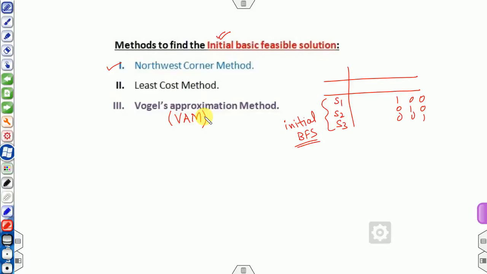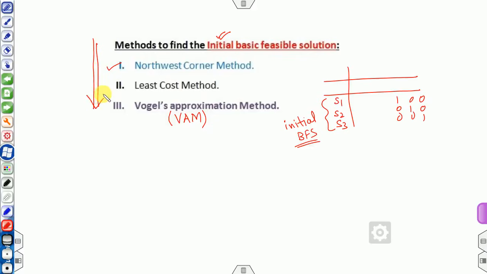Always remember again: unbalanced must be converted to balanced, and only then are these methods applicable. Up to here in this video, I am not talking about these three methods. To understand them, I will put up the next video. This video is only an introduction to the transportation problem, and shows how you convert an unbalanced transportation problem into a balanced one, so that you are able to apply these methods.